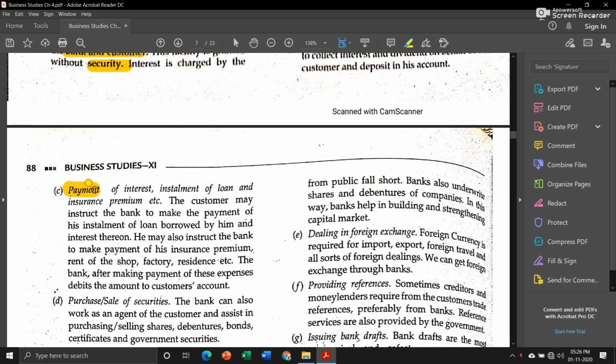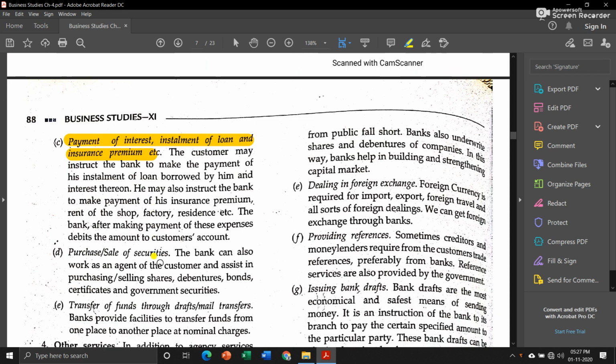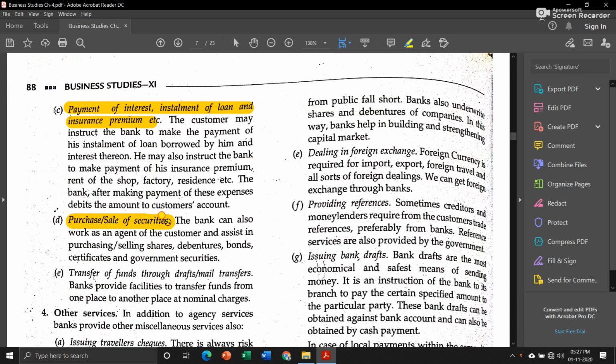Then third is payment of interest, installment of loan and insurance payment. Suppose you have any interest to pay, or installment if you have taken any loan, and per month you have to pay EMI, or any insurance premium to pay, then you can simply direct your bank to pay those. Then they will deduct the required amount of money from your account in the bank. You don't have to pay manually, you just have to instruct your bank to make the payment on your behalf.